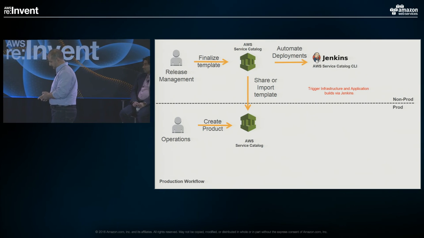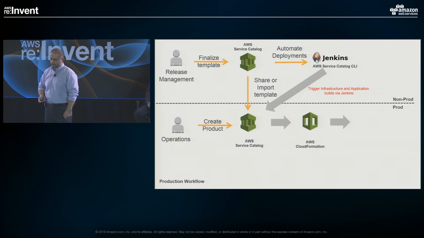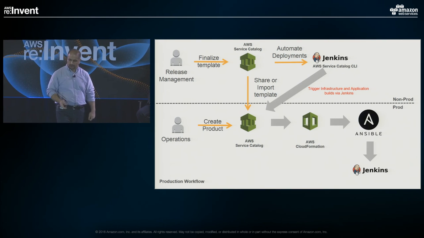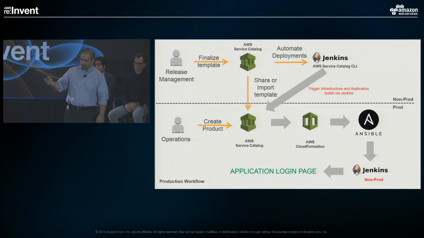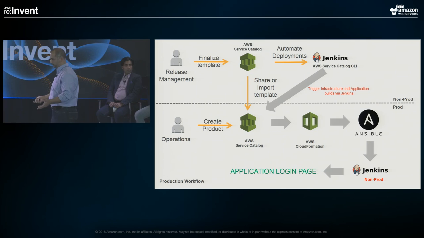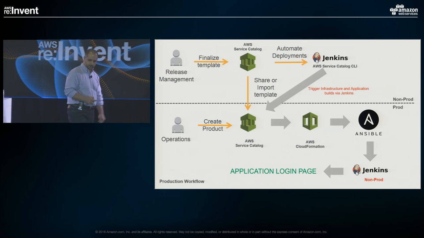So Jenkins makes a call through the CLI to the production account. The production account kicks off the CloudFormation template, Ansible gets picked off, and Jenkins from non-production is actually building the application, and everything is done. So you have one Jenkins, one artifact repository, you don't need to sync, everything works great.